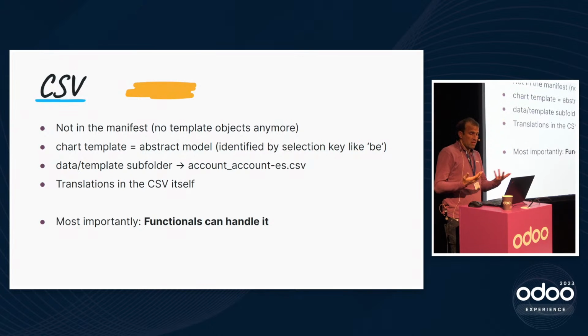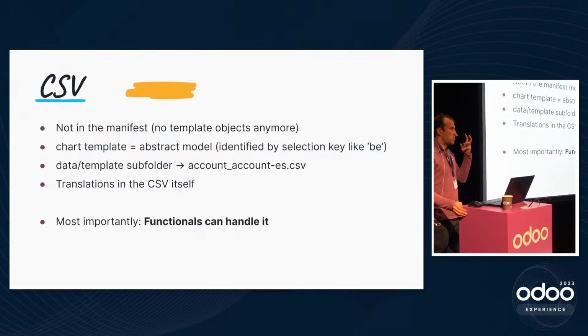So they are loaded differently, and not through the manifest as you would usually do. Also, we decided that the chart template, which was actually also a record before, we won't have it anymore. So on the company, we'll just have a selection field which will say which chart of accounts is being used, and that will just be a string, like BE for Belgium, ES for Spain, with the country code.